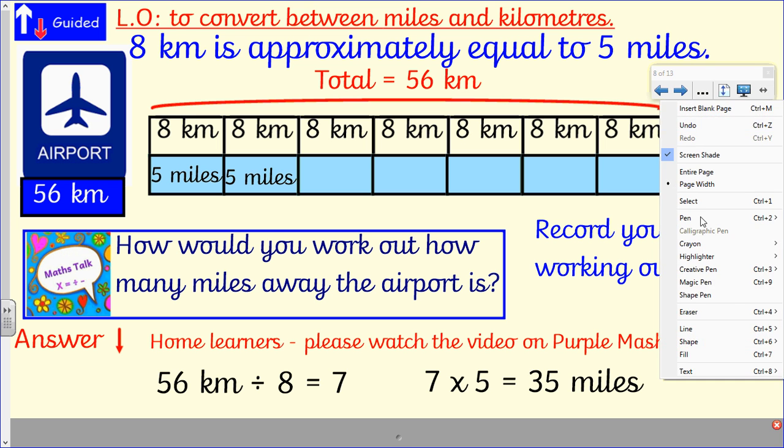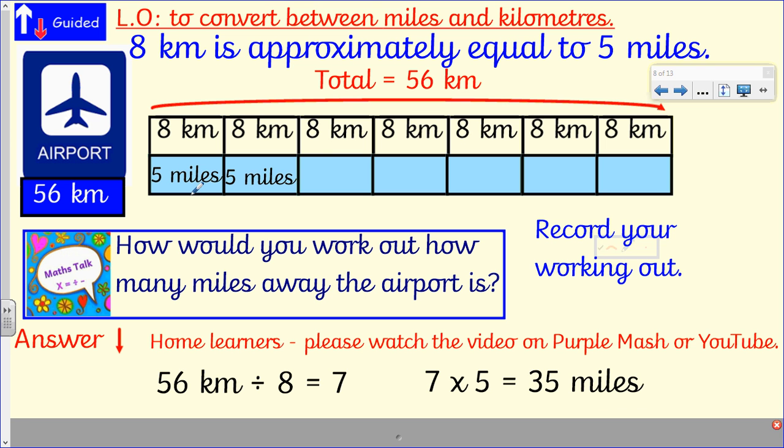I'll just show you on here how that is working out for us. So this is 5. 5 miles. I can't really write in miles. I don't even think I've got the skills to be able to do that.